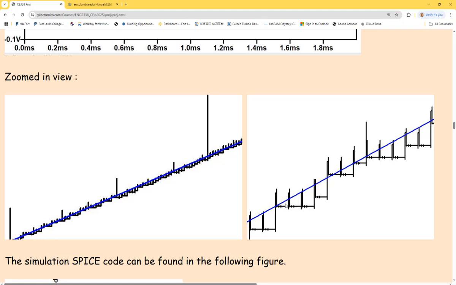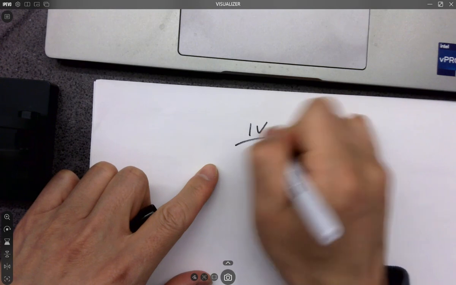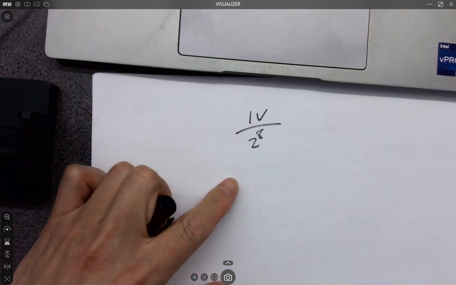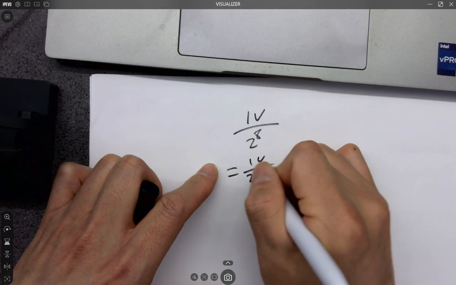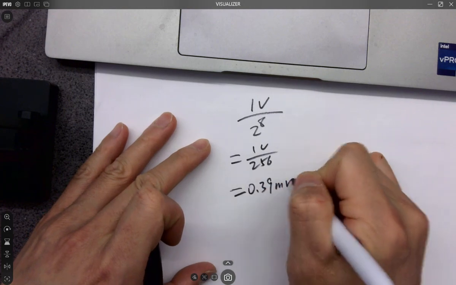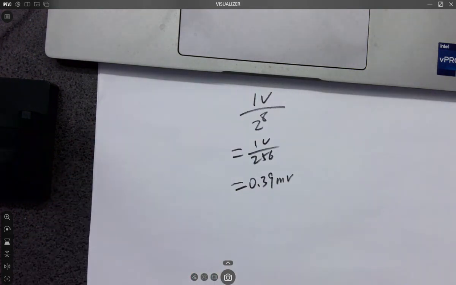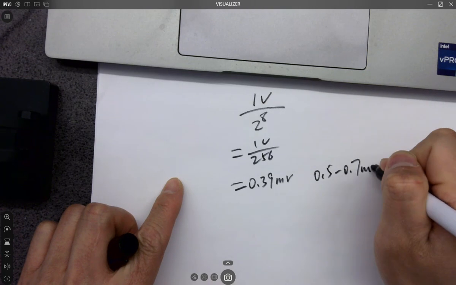If it's a 1 volt range for 8 bits, you use 1 volt divided by 2 to the 8th, because it's the 8-bit ADC. And this is 1 volt divided by 256 steps. So the resolution should be somewhere around 0.39 millivolts. Wait, volts or millivolts? Millivolts. Yeah, millivolts. So I was getting like 0.5 to 0.7 millivolts.